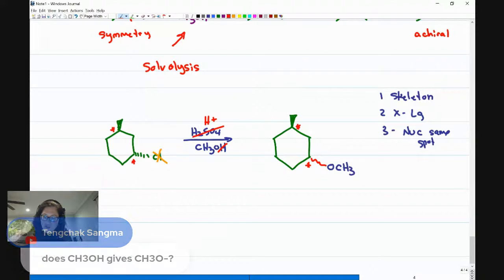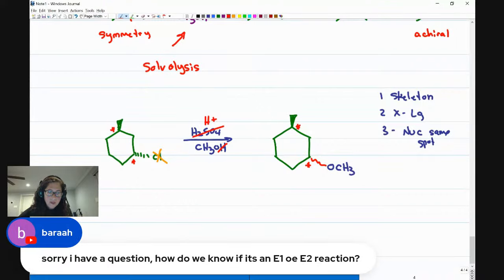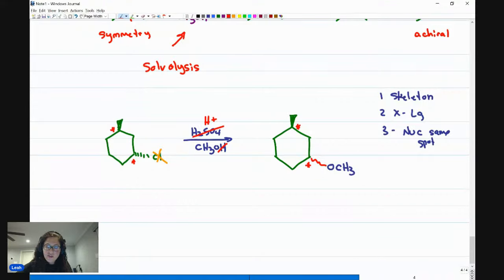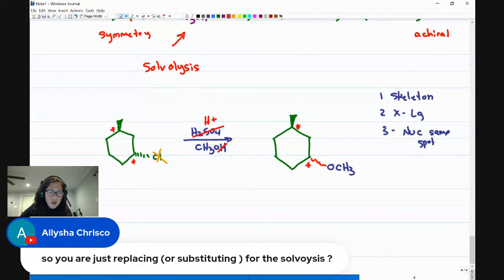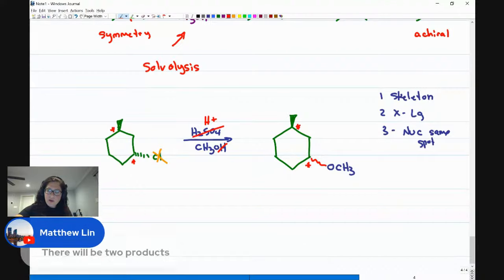That's going to be an SN2. We'll come back to that. We're not looking at elimination today, but I do plan to cover that in an upcoming session. So you're just replacing or substituting, not for solvolysis, we're substituting for the SN reaction. For SN1 and SN2, it is a nucleophilic substitution. The nucleophile substitutes. And so what about chirality?